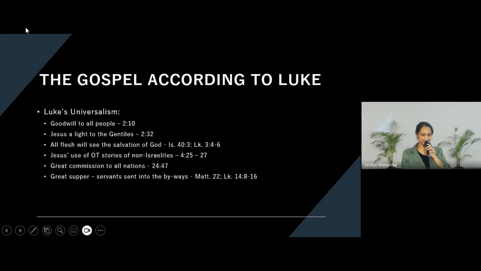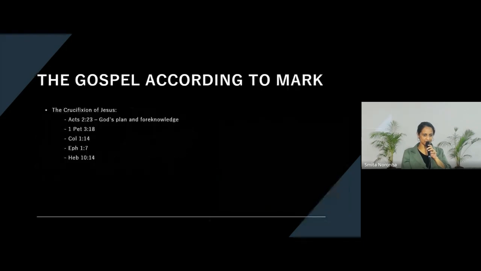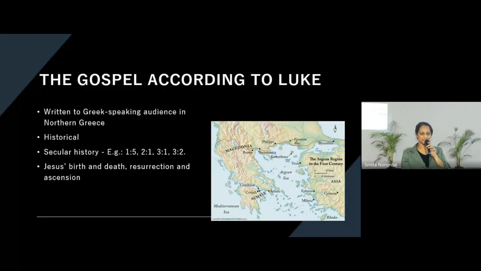So let's begin with the Gospel of Luke. We looked at Matthew, which was written to Jewish Christians. Mark was written to the Gentiles, primarily to Roman Christians. And Luke is written to Greek-speaking, Hellenistic people specifically. If you look here, this is northern Greece, all of this area. This is where Luke was mostly writing to people in this region. Again, it may have been Jews and Gentiles, but mostly people who were influenced by Greek culture. So we'll see that coming into his gospel as well.